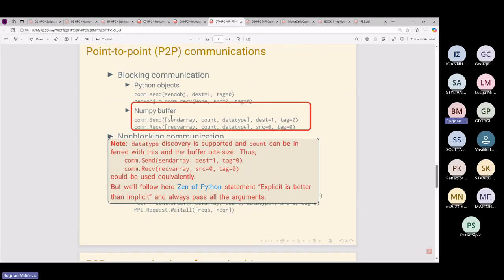Maybe also to note, when you're sending a NumPy buffer, you could specify the array itself, the number of elements within the array, and also their data type. It is not the same if you're sending an array of integers, or an array of double precision values, or an array of floating point numbers, and so on. So sometimes it is necessary to specify the data type that you're sending, especially if you're creating your own data type, which consists of several different data types, then you should specify that too.